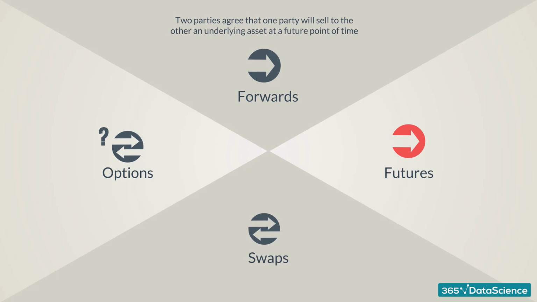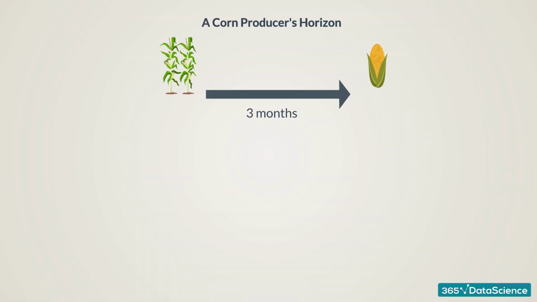A forward contract is used when 2 parties agree that one party will sell to the other an underlying asset at a future point of time. The price of the asset is agreed beforehand. Let's say I am a corn producer, and 3 months from now, I'll have a certain amount of corn that's been produced and needs to be sold. I would like to fix the price of the corn today and be certain of the revenue I can expect. This is a classic example of hedging. A derivative contract is used to reduce risk.